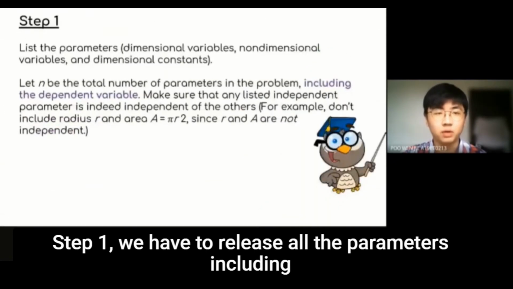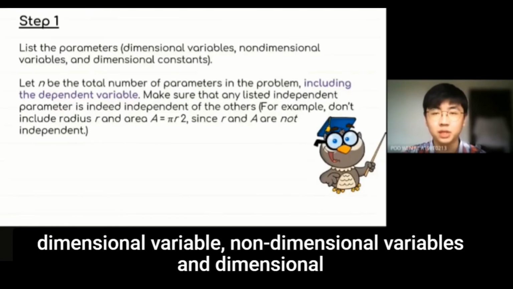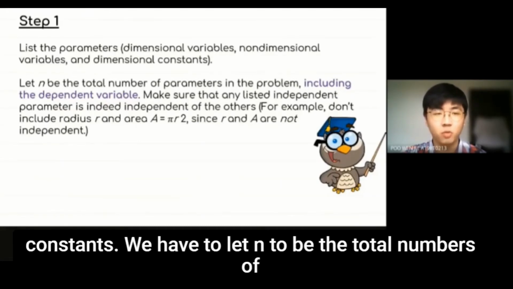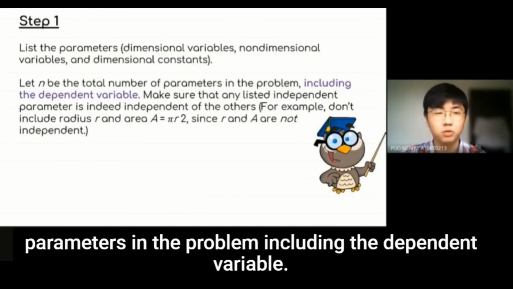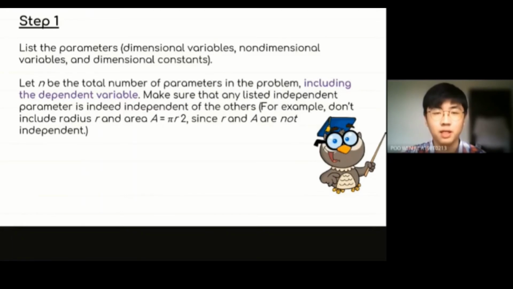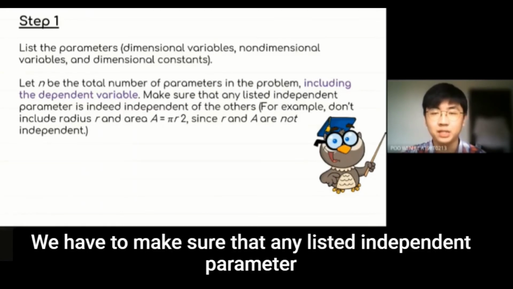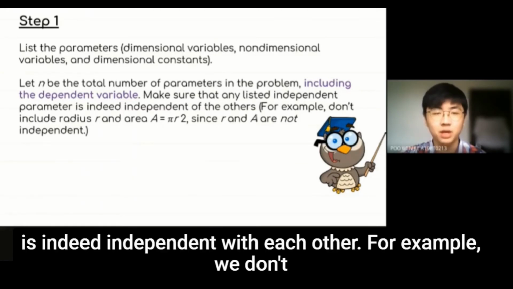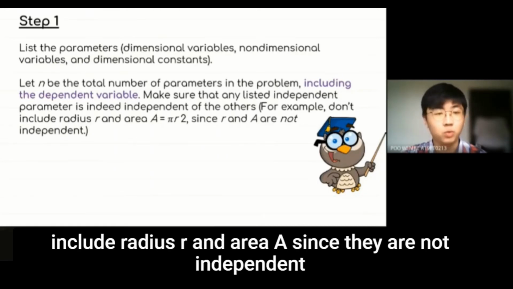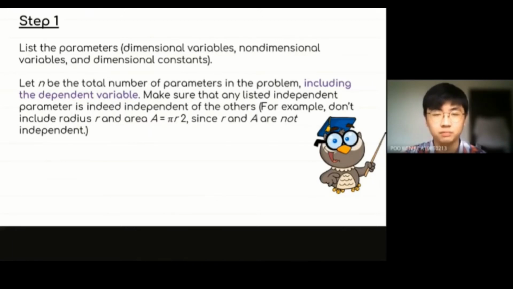Step 1. We have to list all the parameters, including dimensional variables, non-dimensional variables, and dimensional constants. We have to let n be the total number of parameters in the problem, including the dependent variable. We have to make sure that any listed independent parameter is indeed independent of the others. For example, we don't include radius r and area A since they are not independent.